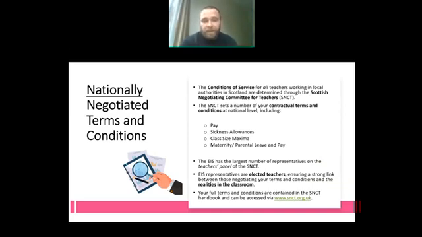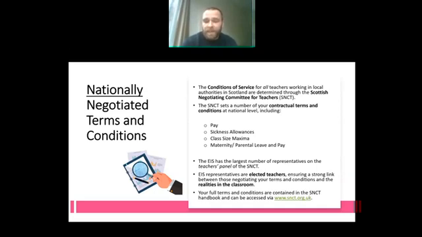The conditions of service for all teachers working in local authorities in Scotland are determined through the Scottish Negotiating Committee for Teachers, the SNCT. The SNCT is a tripartite negotiating body comprising the Scottish Government, local authorities under their umbrella organisation COSLA, and the professional associations. The SNCT sets a number of your contractual terms and conditions at national level, and these include your pay, sickness allowances, class size maxima, and maternity and parental leave and pay.